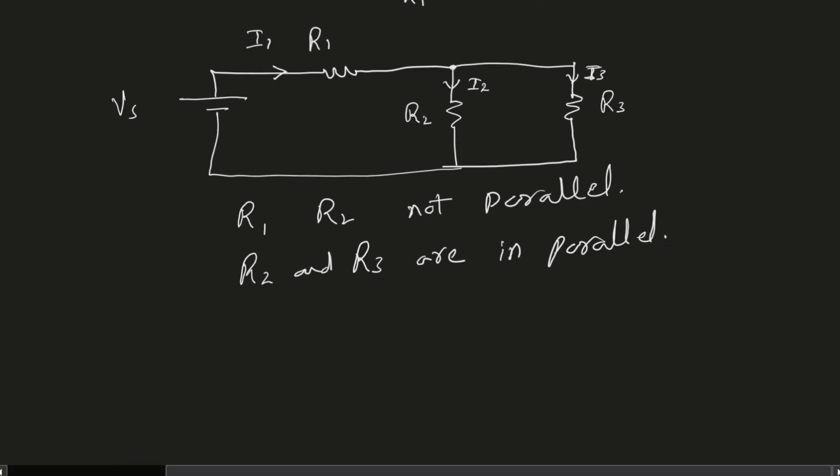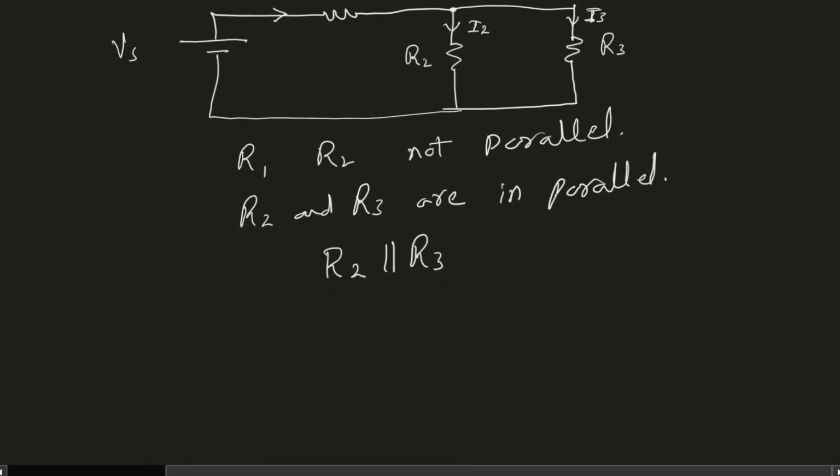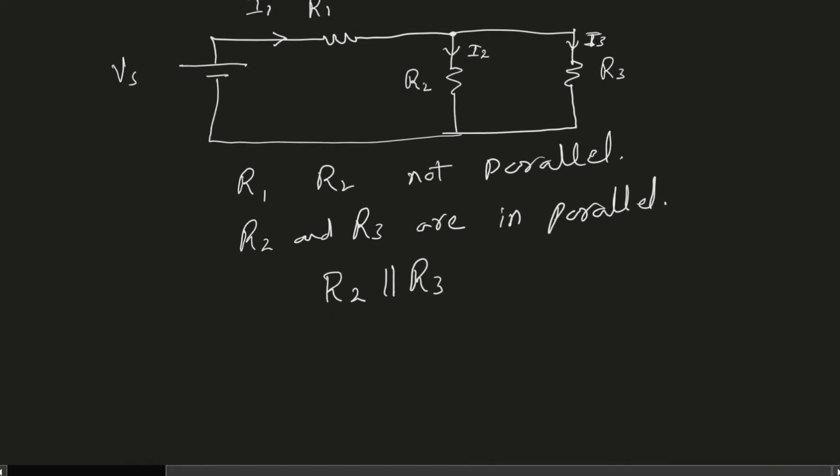And for future reference, when we want to say that two resistors are parallel, for example, here R2 and R3, we will write it this way. R2 is parallel to R3. Okay, so these two lines mean that these two are in parallel. So to solve this circuit, we will first find the equivalent resistance for R2 and R3. And when we do that, then the circuit will be modified as follows.